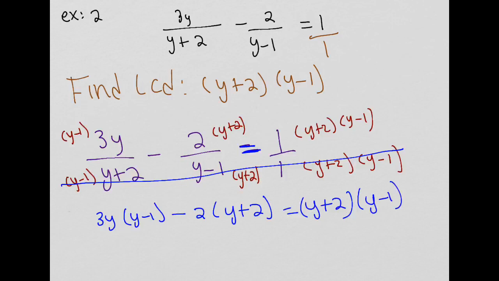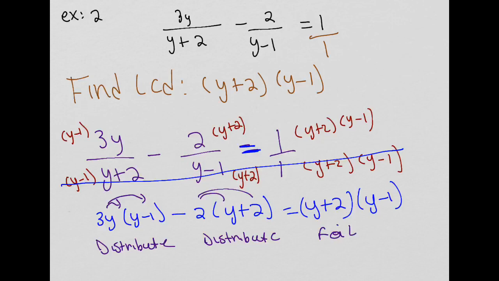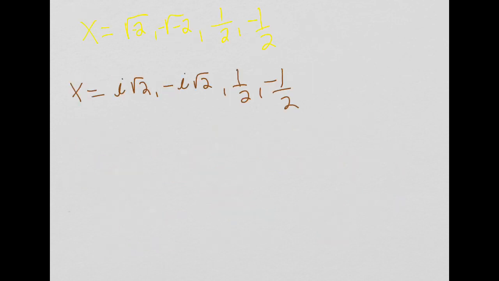After here, I need to distribute. I need to distribute here as well. And then here I need to FOIL, or a double distribute if you want to call it that. So then let's go to the next page.